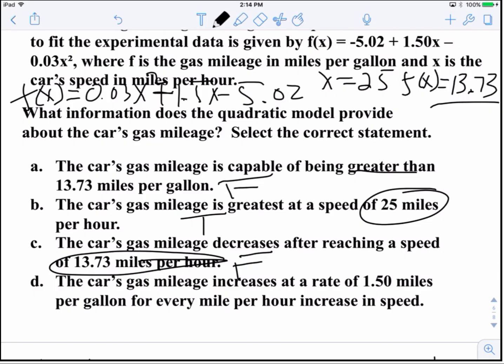And for D, it says the car's gas mileage increased at the rate of 1.5 miles per hour per gallon for every mile the car increased in speed. And this is not true, so this is also false.